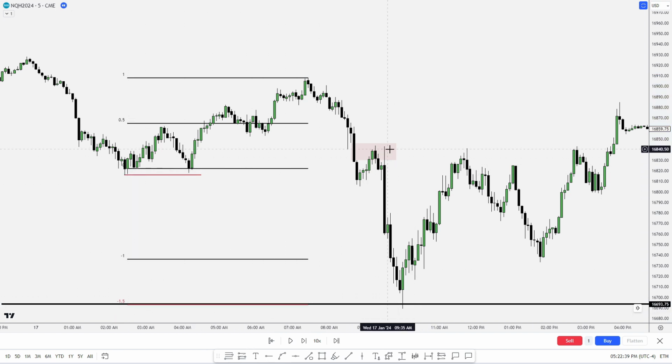So using your 930 to your macro, you'll have a clean run from 930 to your macro. That's how you use time-based entry models. You have to have an objective.